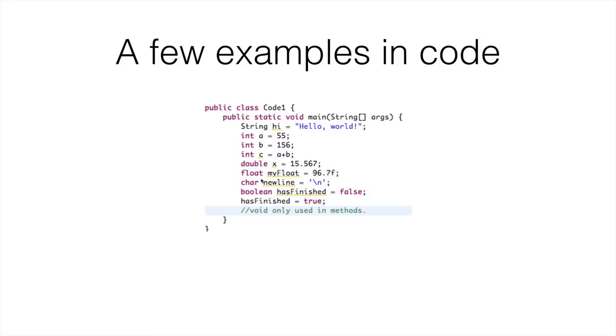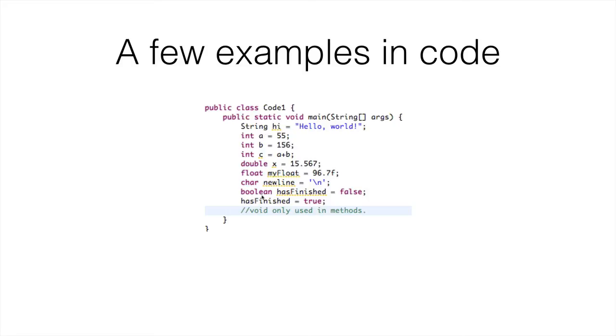Then we have char. We've called it new line, and we've said this character is \n. You will come across this in programming quite a lot. \n is actually only one character. But we could have said char new line equals A or B or C, and notice the single quotation marks around the character. Single quotation marks are used for character data types, whereas double quotation marks are used for strings.